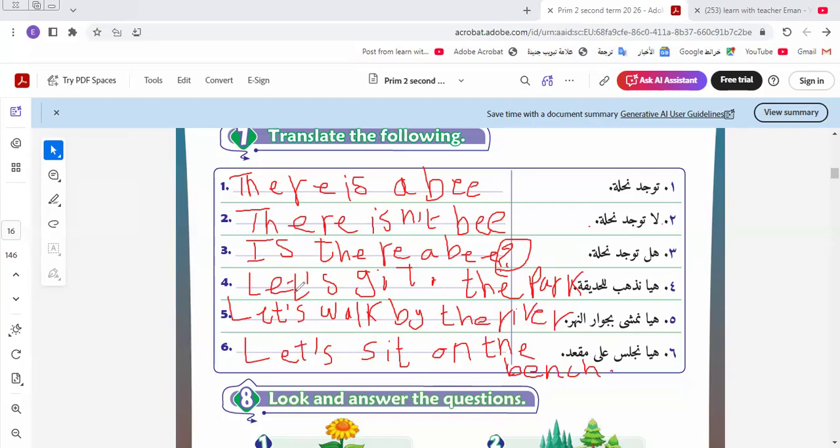First of all, at the end. So here I will read it for you. The first one I translated for you: there is a bee, there isn't a bee. Then the third one: is there a bee? I ask if we have a bee, if there is a bee or not. Let's go to the park. Let's walk by the river. Let's sit on the bench. Let's continue the rest of our unit.